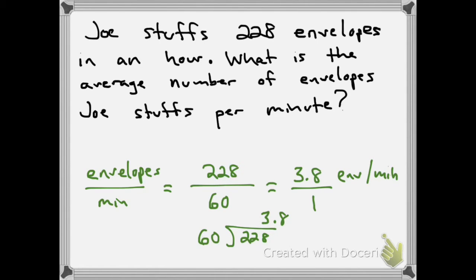So anytime you're talking about something like envelopes per minute, or how many kids we can get per bus, you're not going to have half a kid or half an envelope. So you're always going to round up, always. If you got 3.1, you're still going to round up. You want to have more. So we can say 3.8, which is an approximation of 4 envelopes per minute.